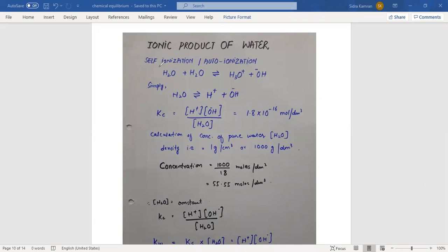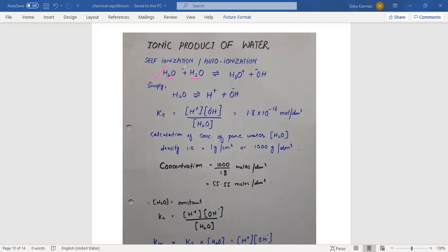As we know, water is a very poor conductor of electricity, but we can measure its conductance. That is how it dissociates into its ions and electricity passes through the water. Here you can see self-ionization or auto-ionization: one water molecule and another water molecule in a medium.